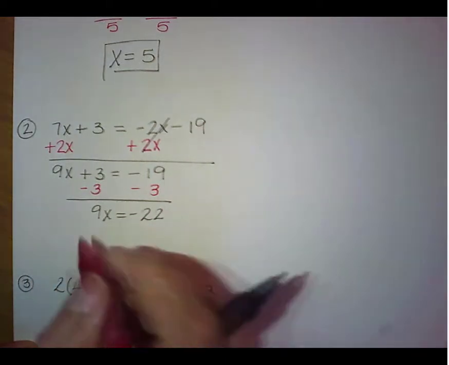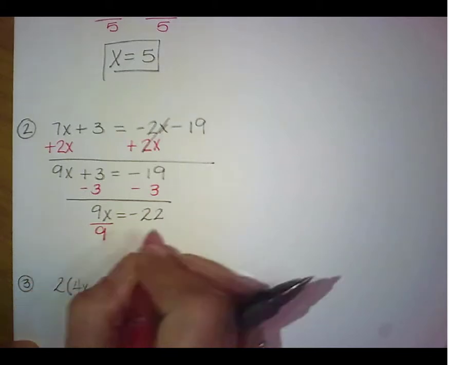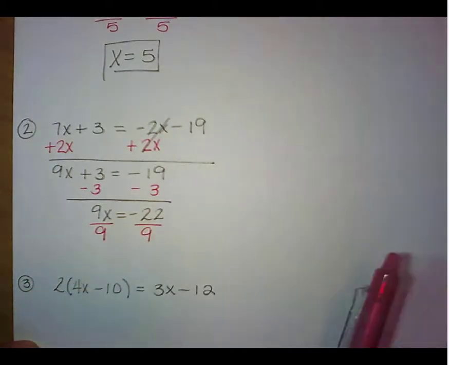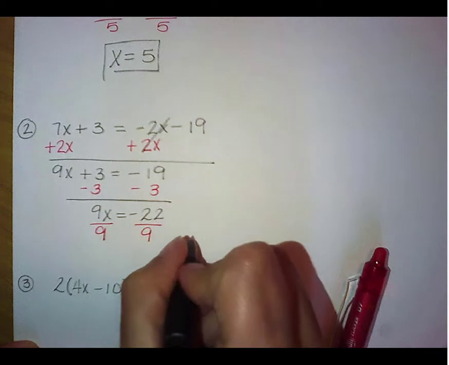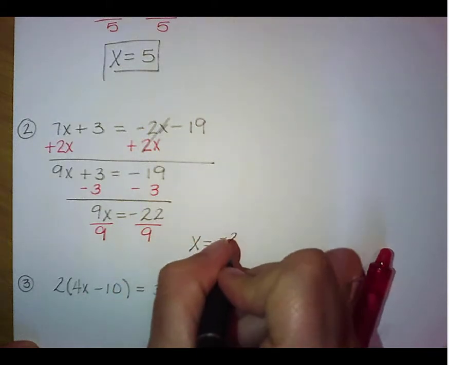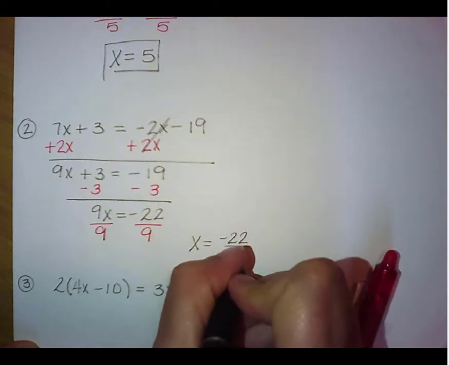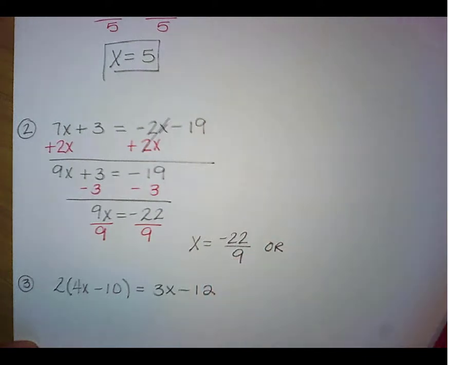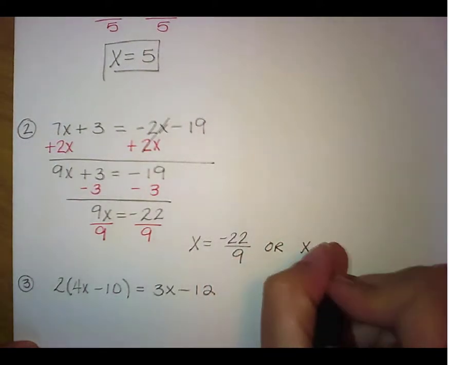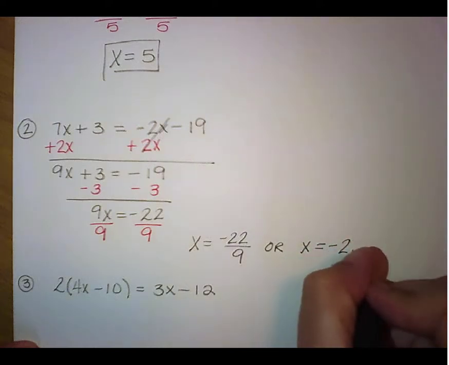And then the last thing we're going to do is divide by 9. 22 is not divisible by 9, so we are going to leave that in fraction form, negative 22 over 9. Or if you don't like that, you can put it in decimal. Rounding this to 2 decimal places, that would be x equals negative 2.44.